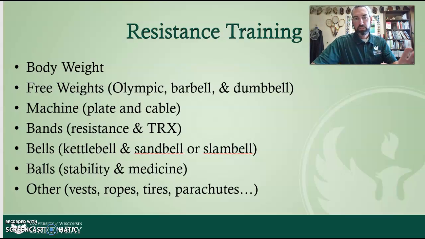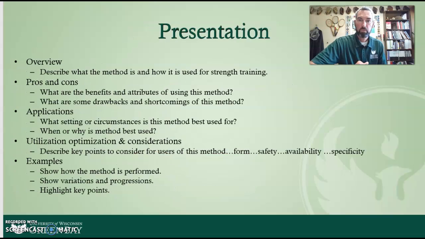Once we select which training modality you and your partner will look at, I'd like you to create a presentation that describes what that resistance training modality is. So I'd like you to give an overview, right? Describe what the method is and how it's used for strength training. What are some of the pros and cons of using this? What are the best applications for it?